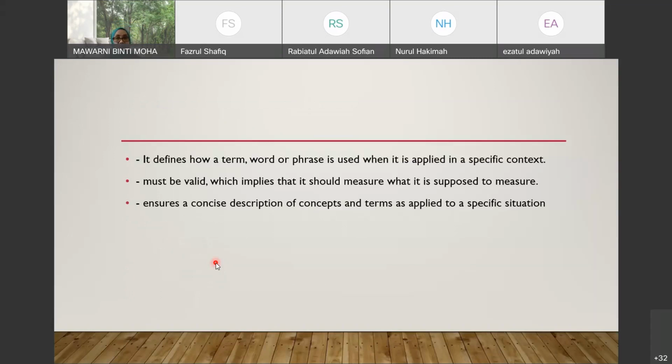It defines how a term, word, or phrase is used when it's applied in a specific context. Valid, it should measure what it's supposed to measure, and ensure a concise description of concepts and terms applied to a specific situation. For example, like the constraint just now, like delimitation, you talk about leisure constraint. You're talking about psychological well-being only, not overall well-being or physiological or physical well-being. So focus on that.